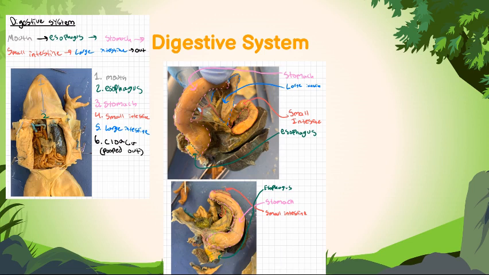Some similarities between the frog and rat. After examining both of their digestive systems, both frogs and rats have a mouth, esophagus, a stomach, a large and small intestine, and a rectum. The order for digestion is also the same for both rats and frogs.